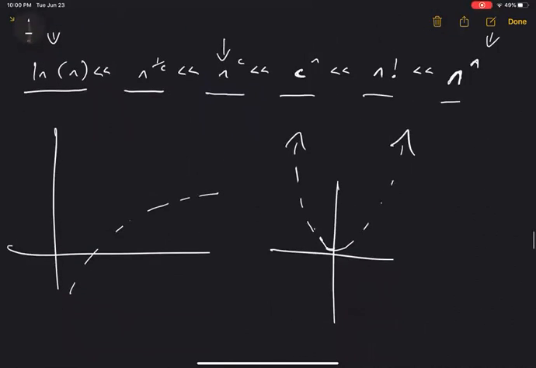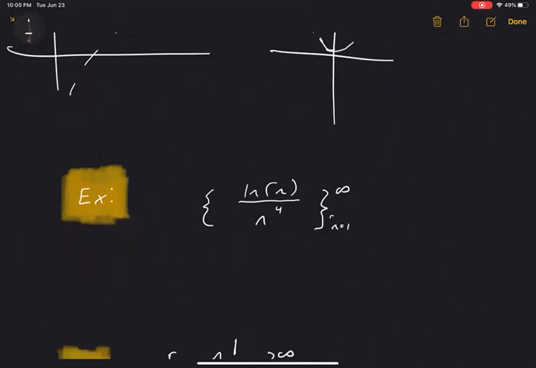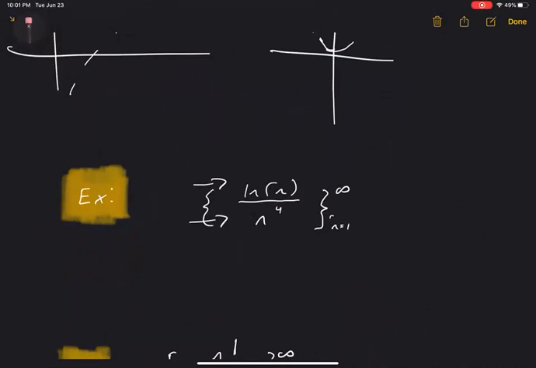Okay, great. How does that help us with sequences? Well, let's say I have a fraction with a slow growing thing over a fast growing thing. The limit of that sequence, if I have something that grows slow over something that grows fast, is going to be 0. So this limit, ln of n over n to the fourth, equals 0. Why? Because n to the fourth grows so much faster than ln of n.